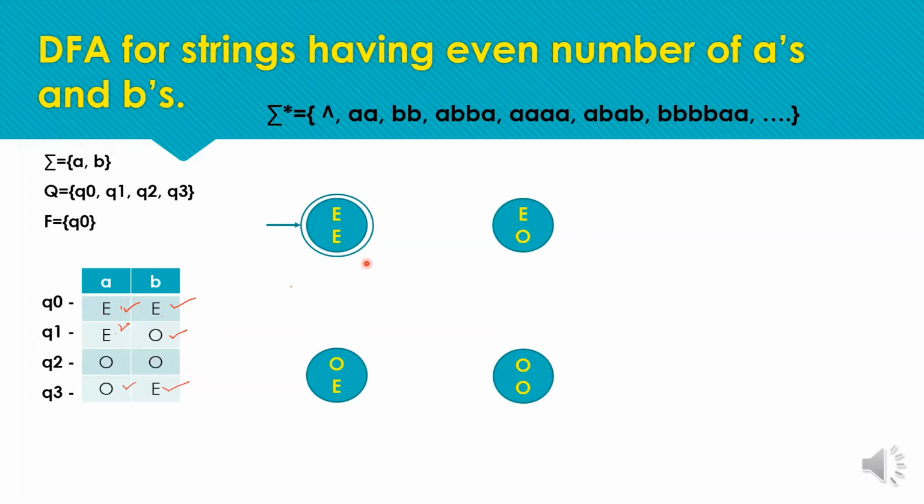Okay, now let's see the transitions for this question. Transitions are based on the type of input symbol or the type of string received. So whenever we receive a new symbol, we have to check for the constraints of even and odd, and then we have to mark the transition accordingly.